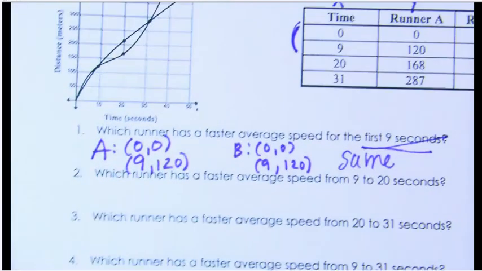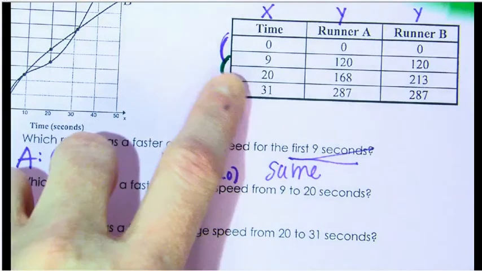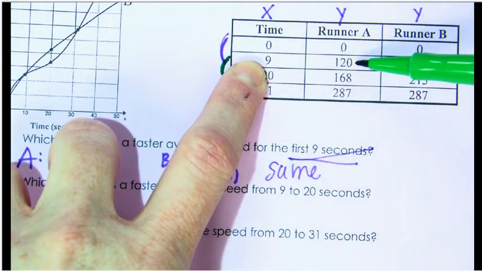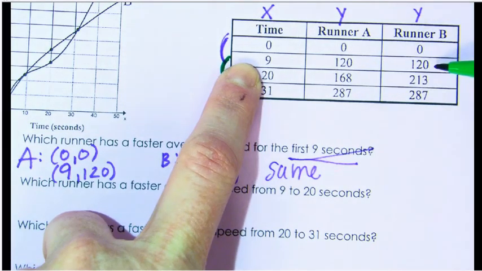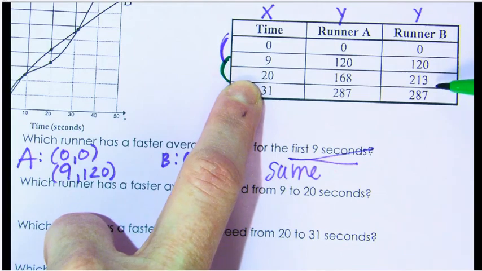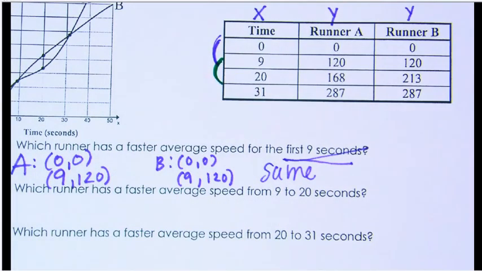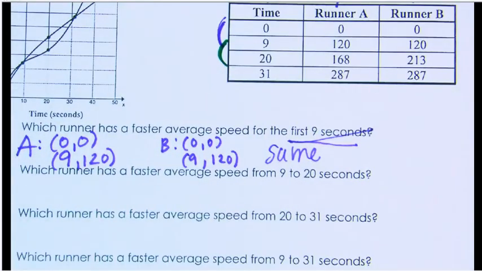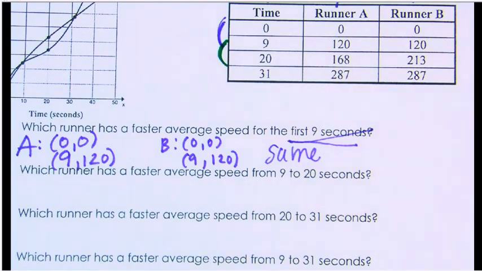On number 2, who has the faster average speed from 9 to 20? So that's on your table. You'll compare these two. So for runner A, your two ordered pairs are 9, 120 and 20, 168. And for runner B, it's 9, 120 and 20, 213. So can you kind of see how the ordered pairs match up in that table? Okay, so you're gonna have to go through and answer those questions.